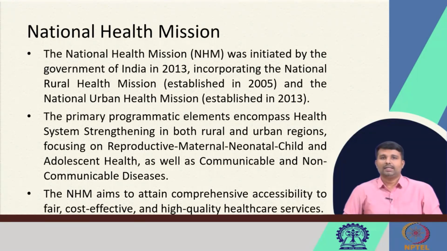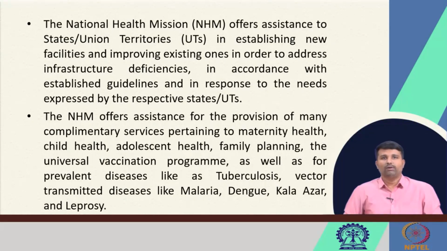The primary programmatic elements cover health system strengthening in both rural and urban regions, focusing on reproductive, maternal, neonatal, child and adolescent health, as well as communicable and non-communicable diseases. The NHM also aims to attain comprehensive accessibility to fair, cost-effective and high-quality healthcare services. It also offers assistance to states and union territories in establishing new facilities and improving the existing ones. It also offers assistance with regard to many complementary services pertaining to maternity health, child health, adolescent health, family planning, etc.